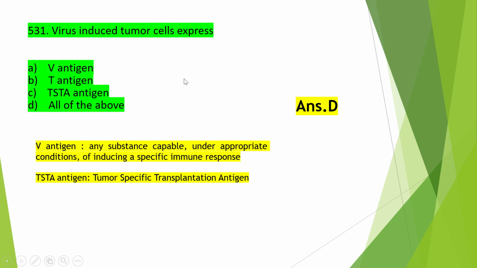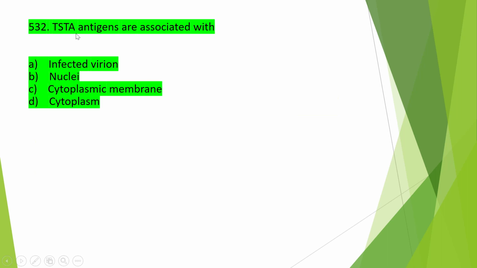Okay, so next question we will see. Next is TSTA antigens are associated with option A, infected virion, option B, nucleus, or option C, cytoplasmic membrane, or option D, cytoplasm.